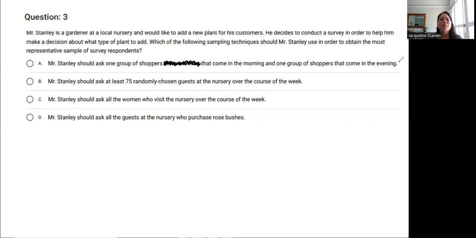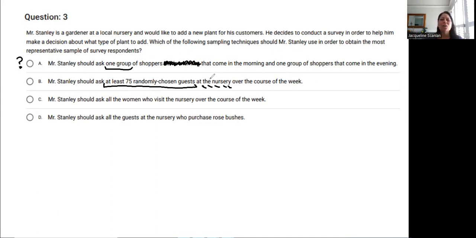I don't really see anything very biased about that. It doesn't really give me a number, just a group. It's not very specific. It's not telling me who he's asking or how many of them he's asking. This could be right. I'm not really sure. So I'm going to skip it for now and go on to the next one. Choice B says, Mr. Stanley should ask at least 75 randomly chosen guests at the nursery over the course of the week.